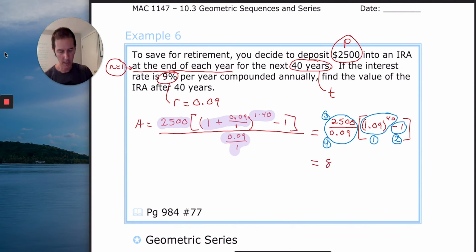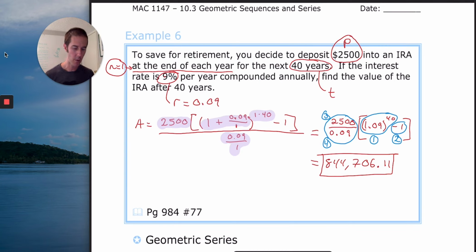I got $844,706 and 0.1126. So since it's 0.112, I rounded down and left it as 11 cents. And that is the amount of money that you should have in your IRA at the end of those 40 years.